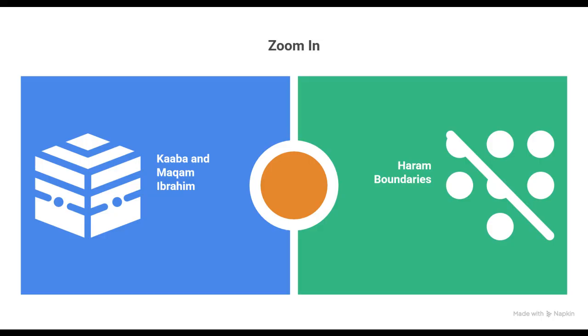Furthermore, the boundaries of the Haram, the sacred land surrounding Mecca, display their own proportional consistency. The distances from the Kaaba to several Haram borders in all four cardinal directions form simple ratios of 2 to 1 and 3 to 2.